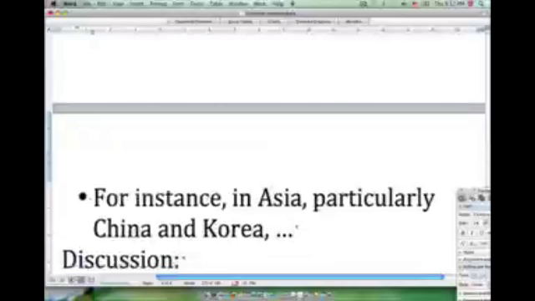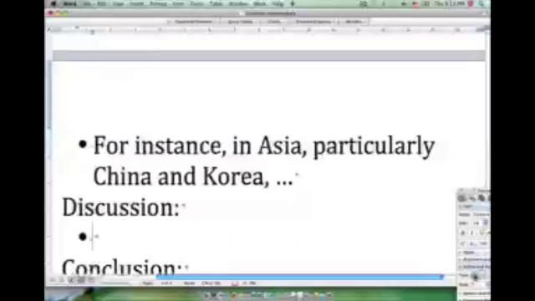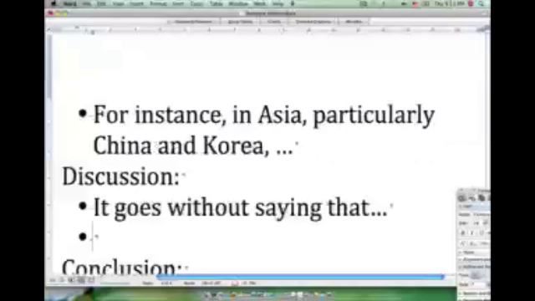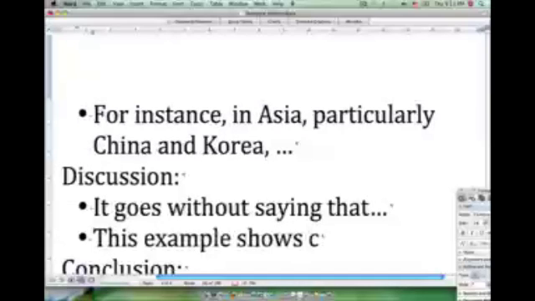Okay, let's continue here on to discussion. Now, you'll recall that in your discussion essay, this sentence helps to link your example to your topic sentence in this paragraph. So you have to show the relationship. So we would want to use something to kind of introduce the idea that we're making a link here between two other sentences. So it might be something like, it goes without saying that, or this example shows clearly that.